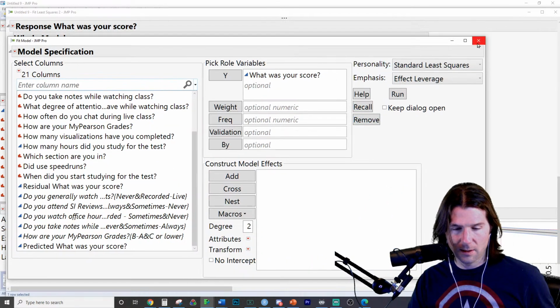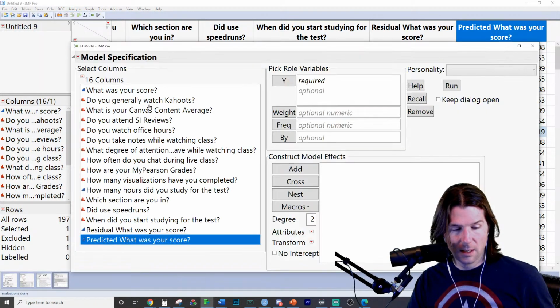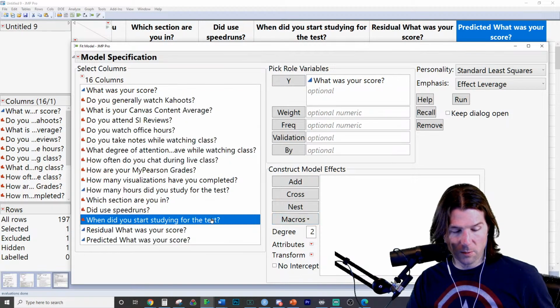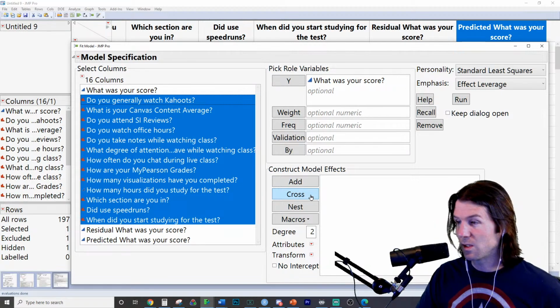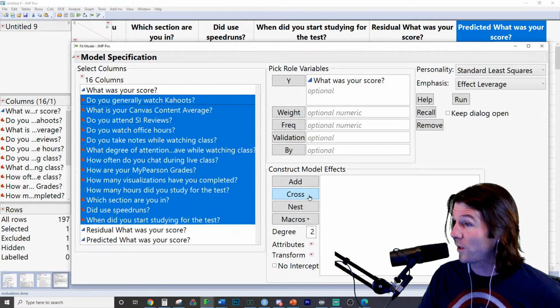Let me remove this because it's already done some more decent analysis. Let's restart the analysis, and let's put the Y variable here. Let's grab all of these. And we don't want the residual columns though, because we'll get great predictions if we use predictions to make predictions. So let's go here to cross, and then we're going to go even one crazier than this. But wait, there's more after this.